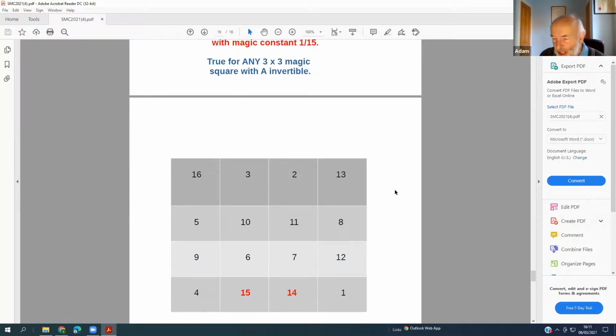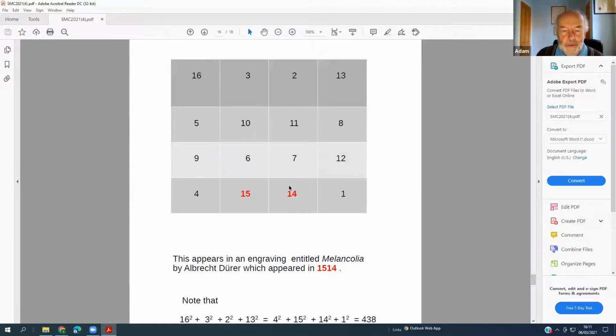But the coup de grace is that the year in which he did this engraving was 1514. So he manages to get the year in which he did this work of art into the magic square.